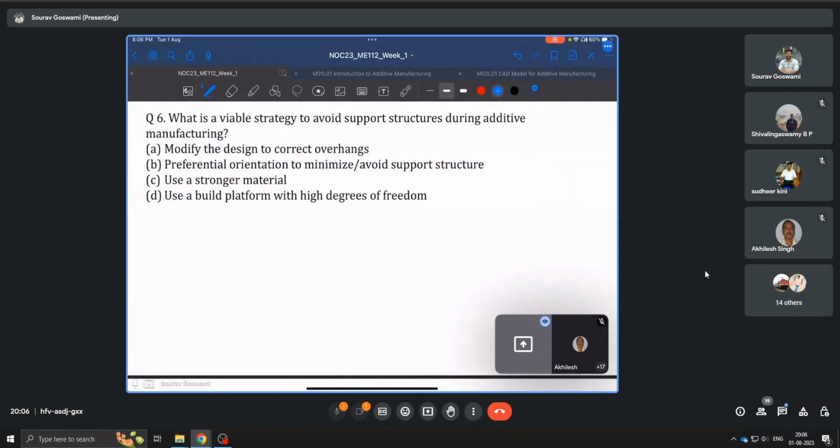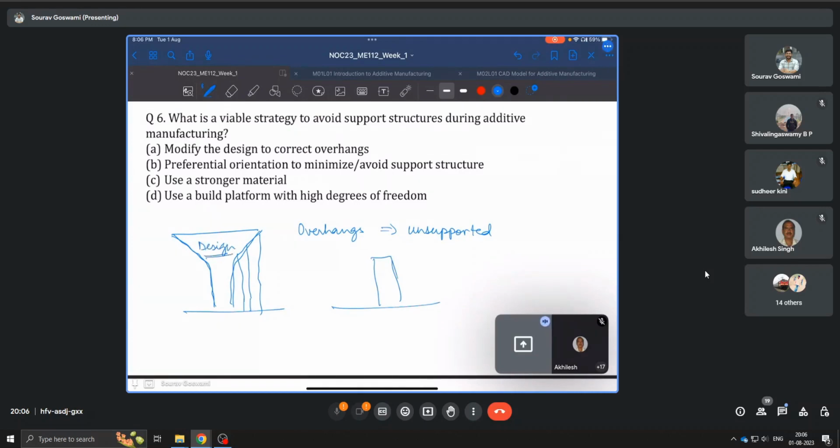So we spoke a little about support structures, and again, a quick recap. When you have a structure which has these overhangs, which basically implies unsupported parts, you need to give it supports. So what can be a viable strategy to actually avoid these supports? I understand that we should not change our geometry. I mean, if I want to print an inverted funnel like this, I cannot just make it a cylinder just to avoid printing some extra supports. So given that the design remains constant and cannot be changed or compromised, what other strategies can we have?